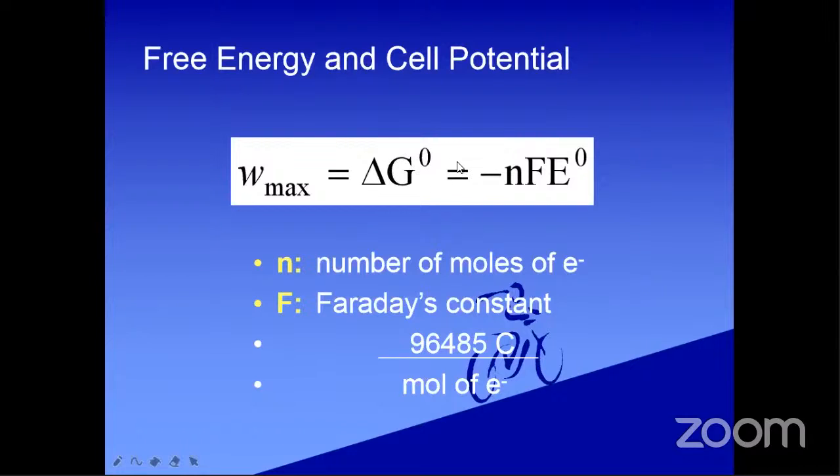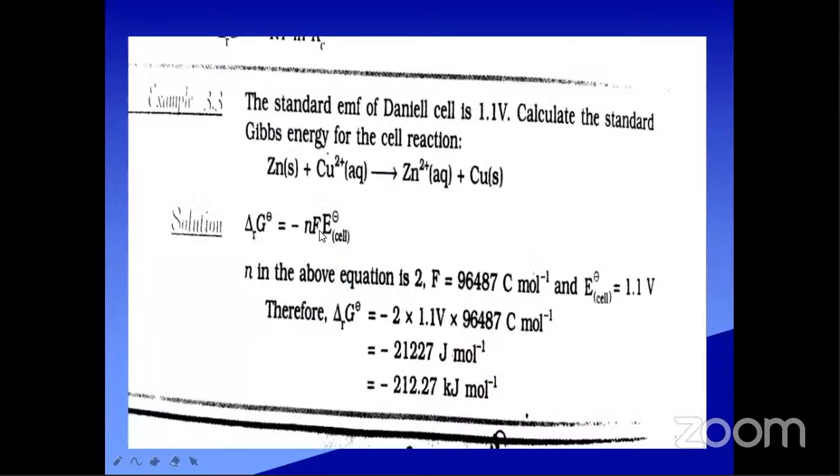So what is the formula? Delta G naught equals minus nFE naught. Just write that formula. What is the reaction given? Zinc solid plus copper 2 plus aqueous solution gives zinc 2 plus and copper. Zinc here is losing 2 electrons, and copper is gaining 2 electrons. So what is the n value? The number of electrons involved in this reaction is losing 2 electrons and gaining 2 electrons. That's why n equals 2. We have to take n equal to 2.